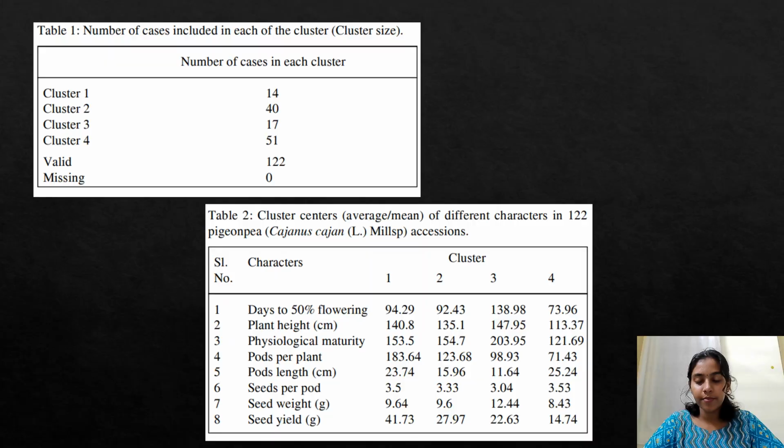Here in the first table, we can see there are four clusters, cluster 1 to 4. The 122 accessions of PGNP are divided into four clusters. In the first cluster, there are 14 accessions. In the second one, there are 40 accessions. In the third one, there are 17 accessions. And in the last, fourth one, there are 51 accessions.